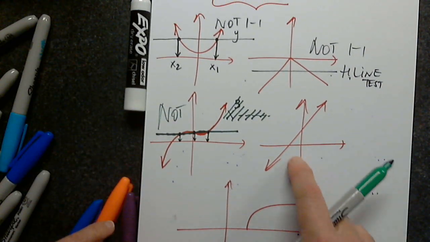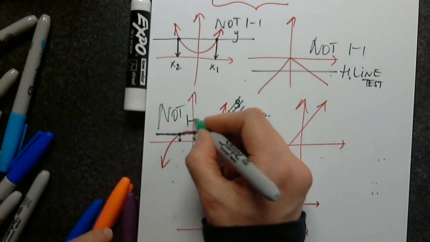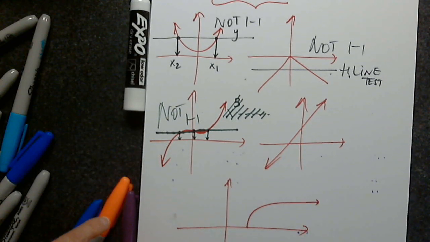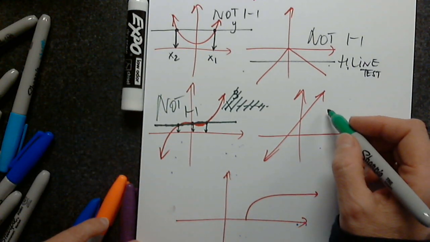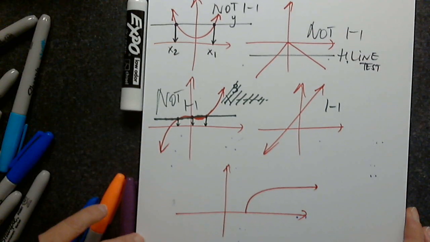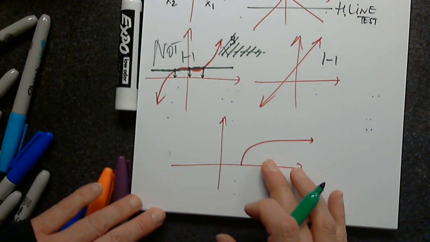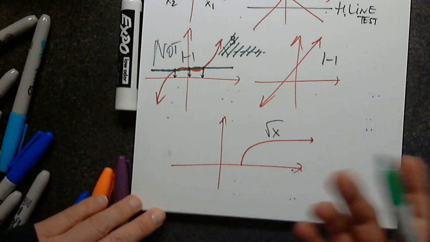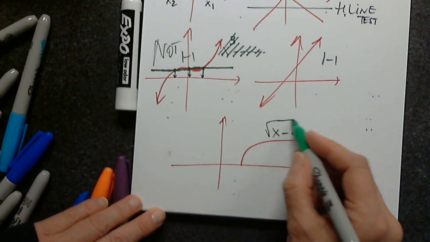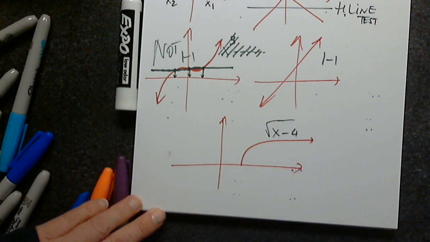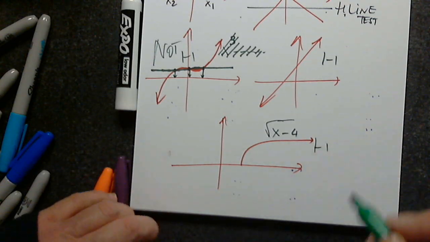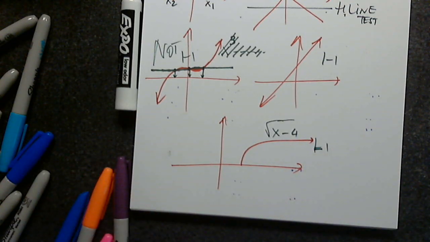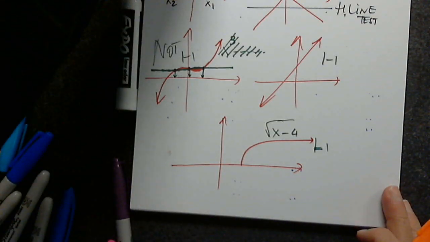Okay, what about this? What function is this? So not one-to-one. What function is this? Is it one-to-one? Yes, by the horizontal line test. What function is this? Square root. Yes, the square root of x, shifted, let's say -4. Okay. And is it one-to-one? Yes, by the horizontal line test, it's one-to-one. Very good.